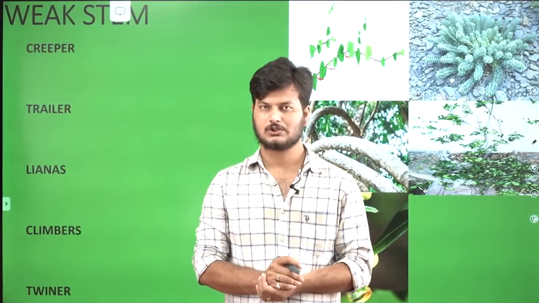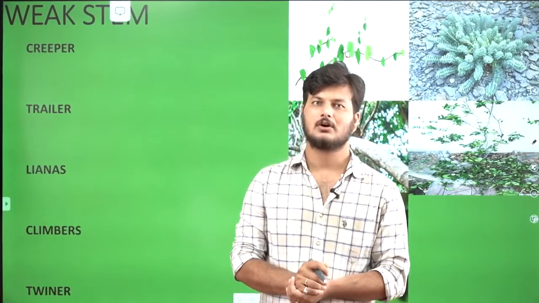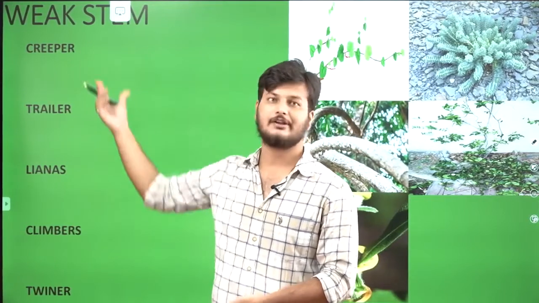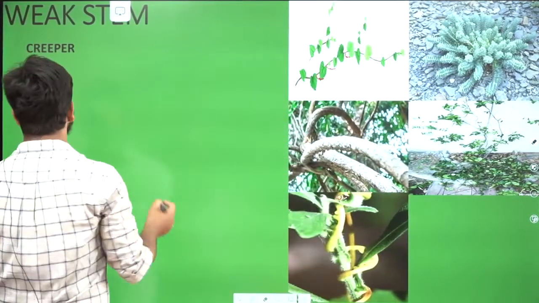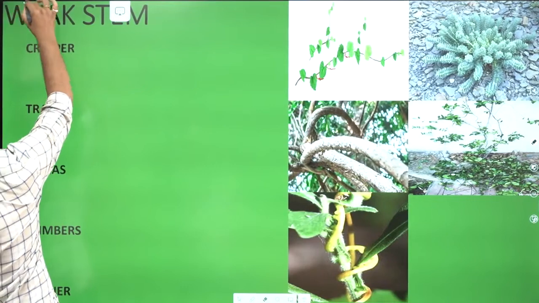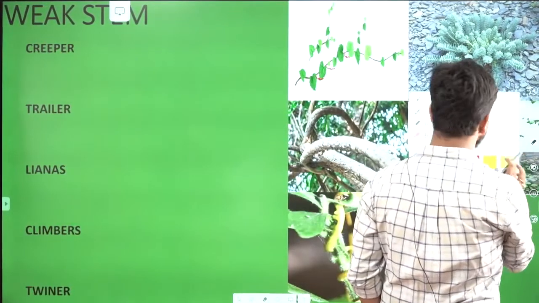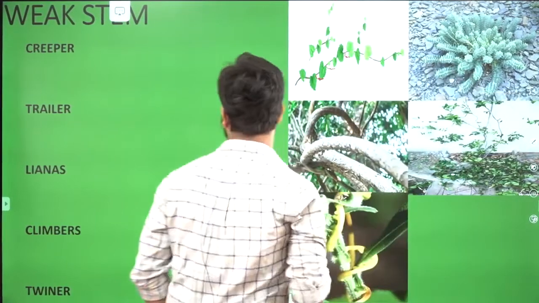Students, in previous classes we had discussed the structure of the stem, its types and its modifications also. Today we are going to discuss a special type of stem, which is written here at the corner: weak stem. Today we are going to start the lecture with this special topic, called weak stem.